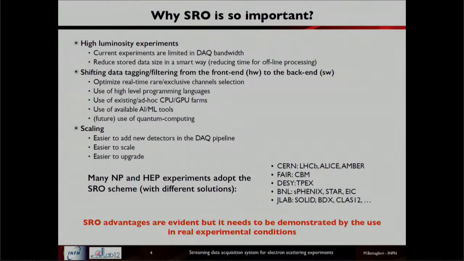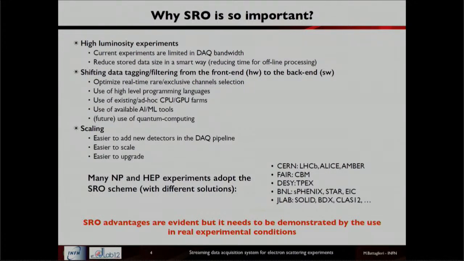The requirement for a streaming readout is for sure for the next generation of high luminosity experiments, which are usually limited in DAQ bandwidth. You want to increase it, and also reduce the data size, not only because you don't have the capability of storing data, but because all this huge amount of data needs to be processed offline, and that takes time. So if you can save time and do a smart selection at the level of the trigger, this is going to save a lot of time later on.